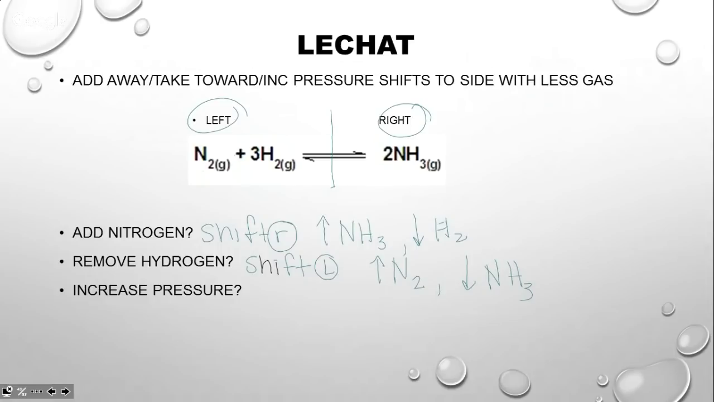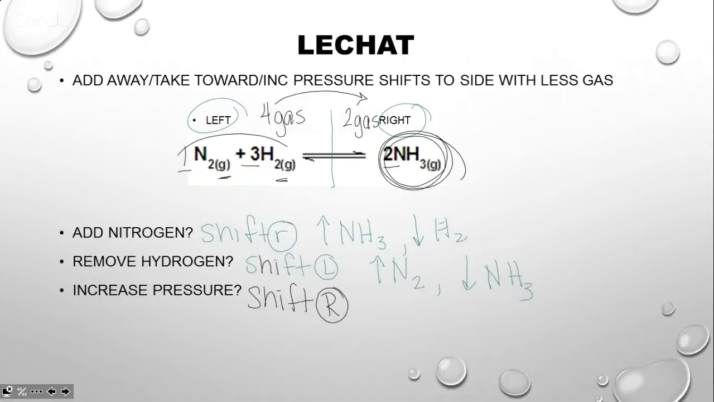If we increase pressure, we shift to the side with less gas. So we're going to have to add up the coefficients. I have a 1 and a 3 in front of my gases here. That makes 4 moles of gas on the left. I have a 2 here. That makes 2 moles of gas on the right. Remember, you're only looking at the coefficients for the things with gas. So less gas would be on the right. So if I increase pressure, I shift to the right. That means I increase the amount of ammonia and I decrease the amount of nitrogen and hydrogen. Shifting to the right means increasing what's on the right while decreasing what's not on the right.